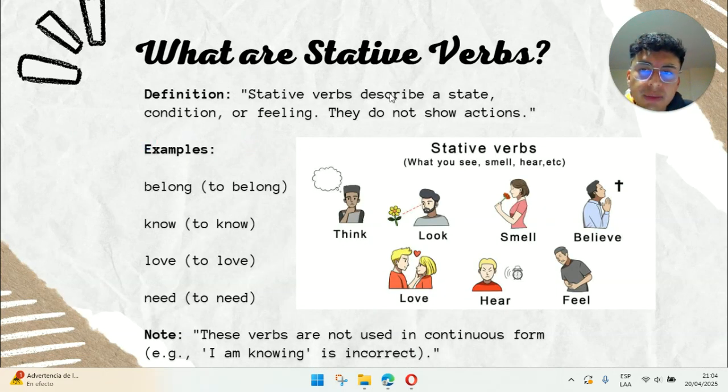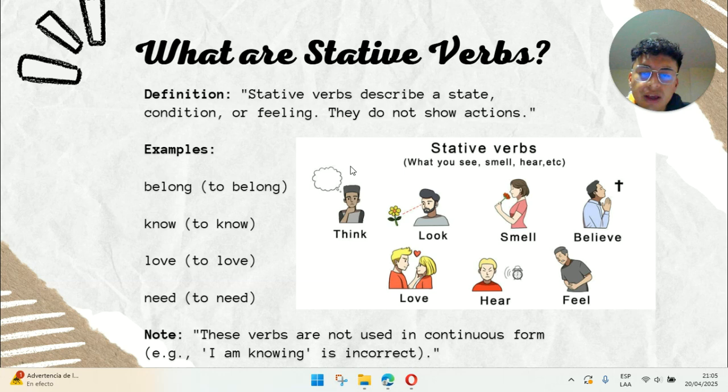What are stative verbs? Stative verbs are used to describe a state, condition, or feeling. They are verbs that express something that doesn't change or isn't an action. For example, I know the answer. The verb know here is a stative verb because it expresses a state of knowledge, not an action.